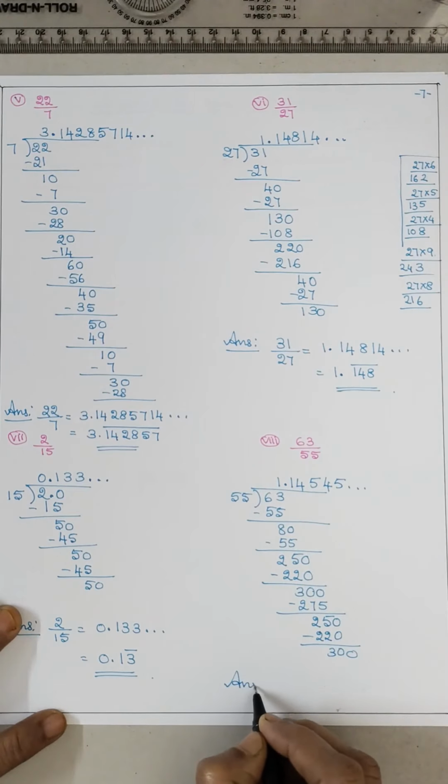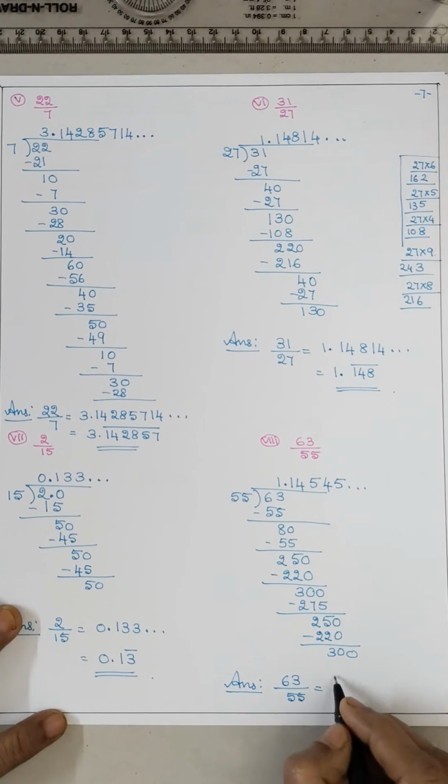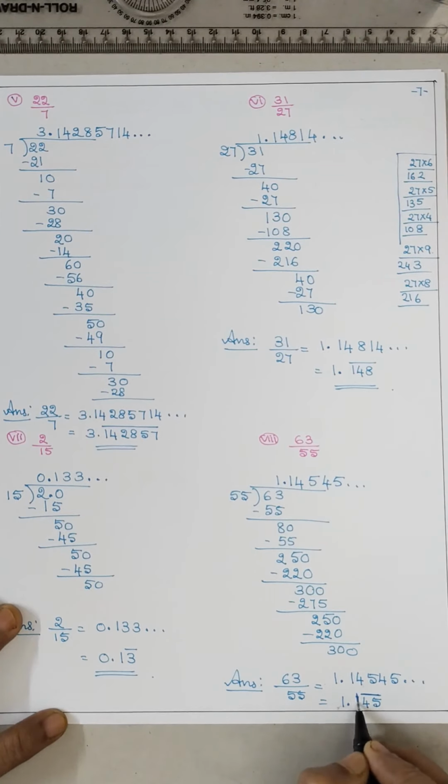So the answer is 63 upon 55 is equal to 1.14545, repeating. That means 1.145. Now 4 5 is repeating, not 1. Okay, don't put the bar above 1. 4 5 is repeating.